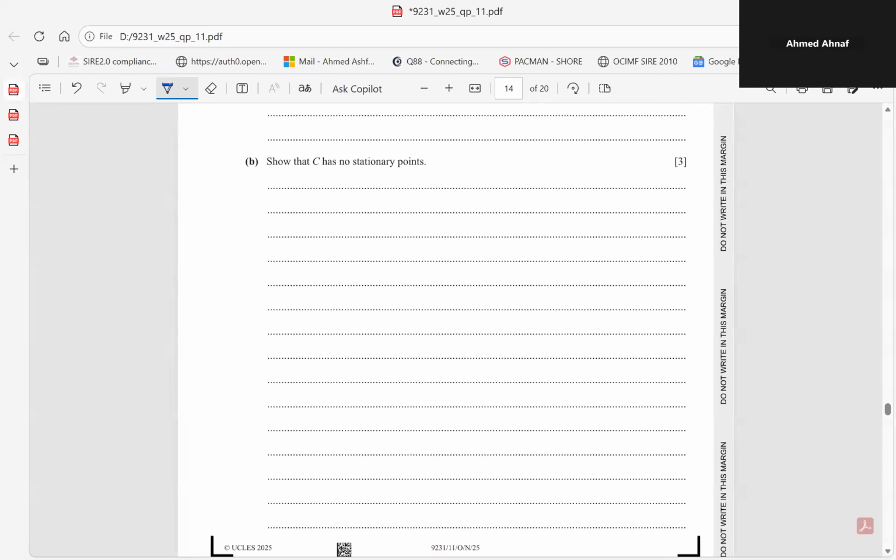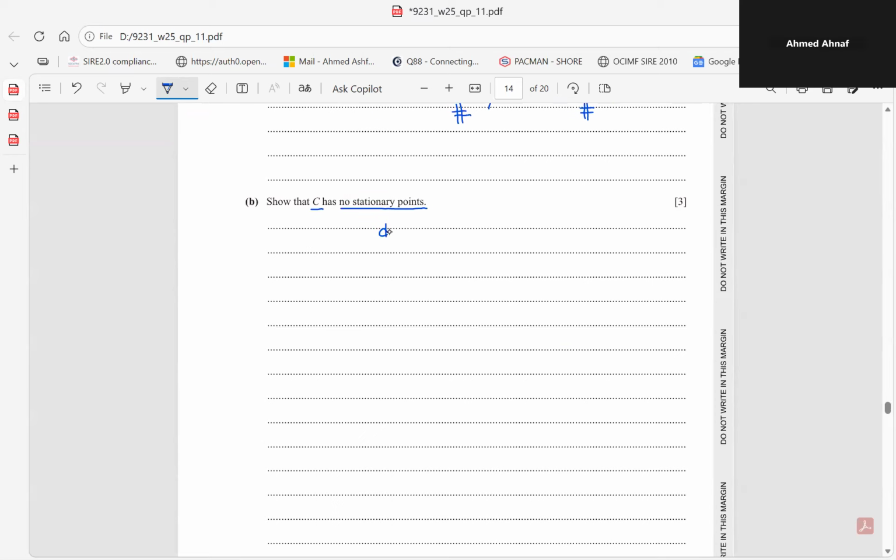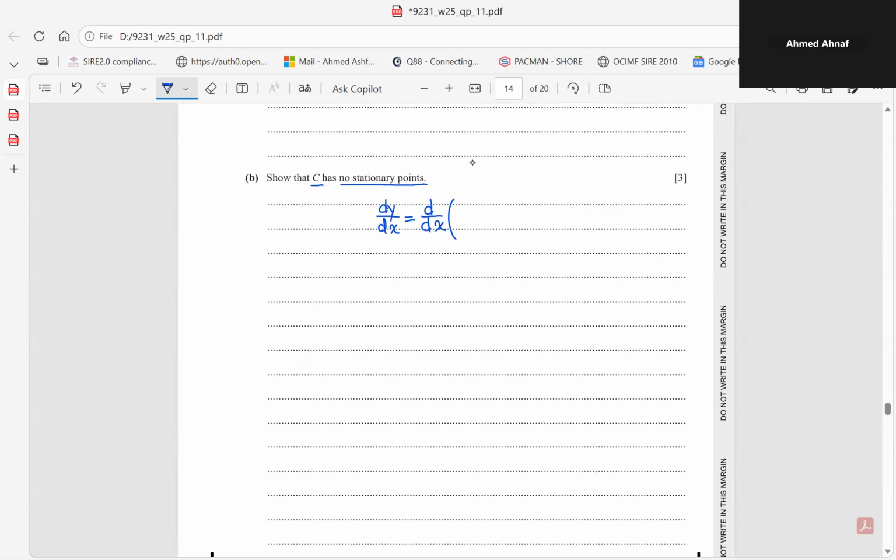Okay, so for this second part, we need to show that C has no stationary points. To show this, we need to first find dy/dx and equate it to 0. Sorry, give me a moment. Okay, so as I was saying, we have to make dy/dx equal to 0. So let's start by finding dy/dx. To find dy/dx, we need to use our quotient rule.